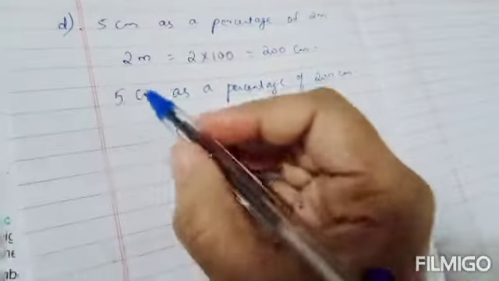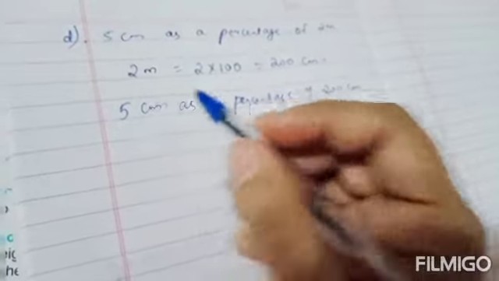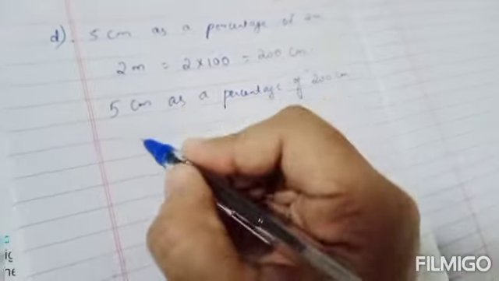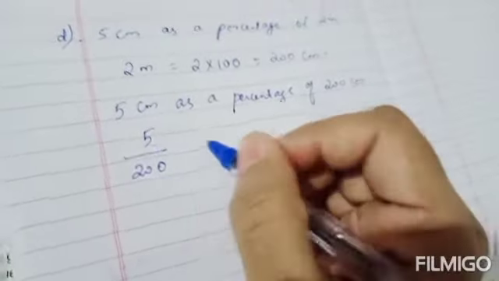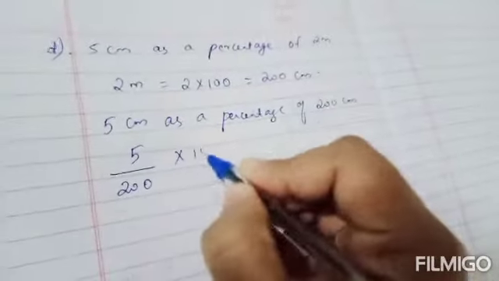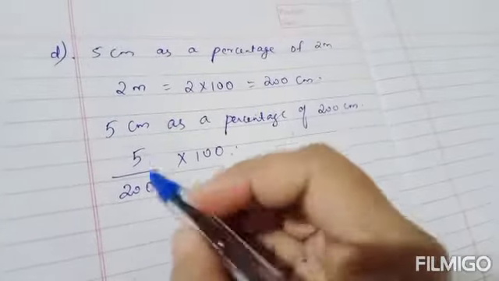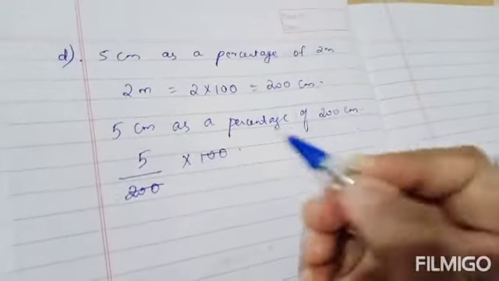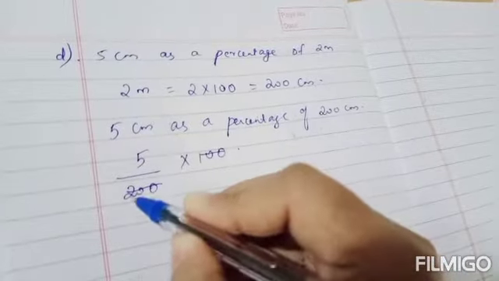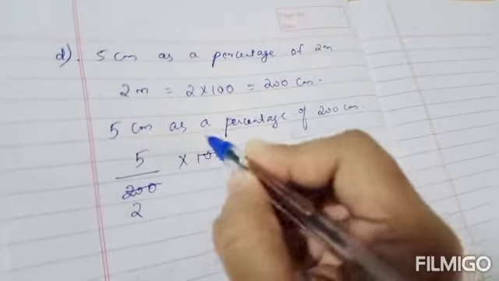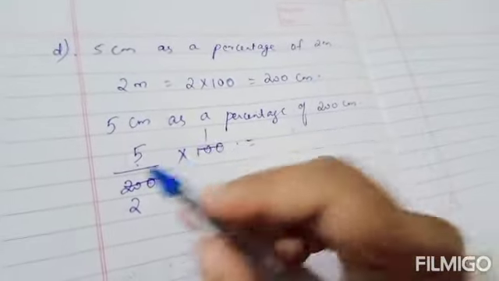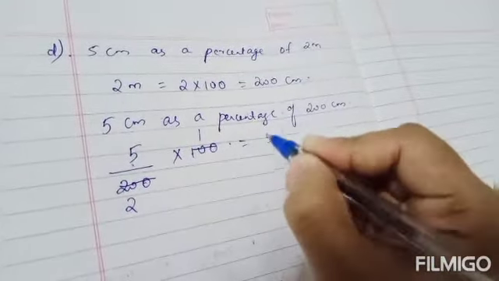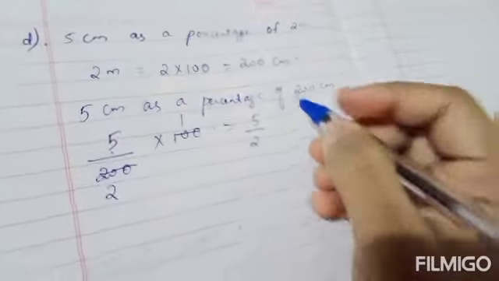How can you do this? Divide the lesser quantity by the greater quantity. So 5 by 200. Now this fraction you can multiply by 100. Now 200, 100 will go in 100. 200 divided by 100 is 2. 100 divided by 100 is 1. So you will get 5 into 1 by 2, that is 5 by 2 percentage.